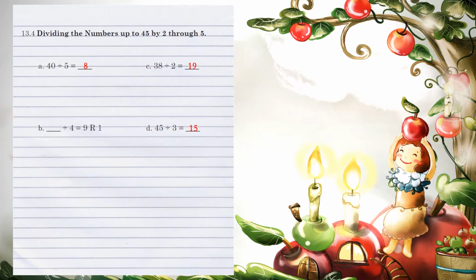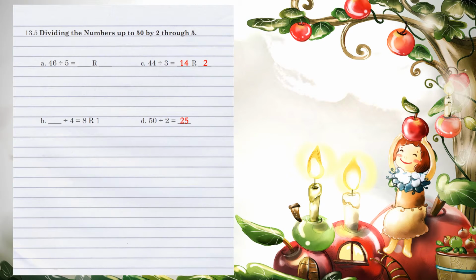Example B, what number divided by 4 equals 9 remainder 1? We need to work backwards. 9 times 4 is 36. 36 plus the remainder of 1 equals a starting number of 37.